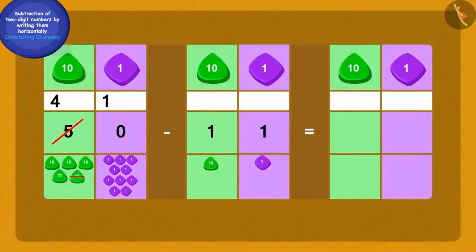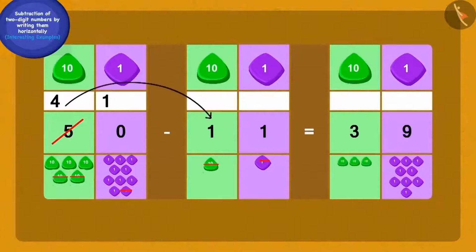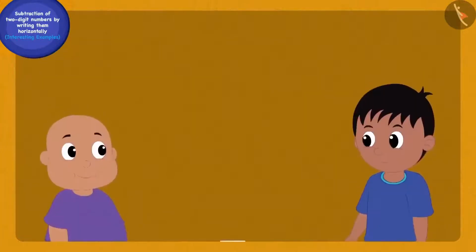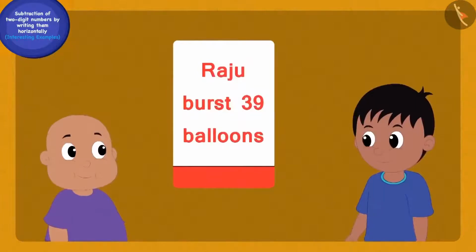Yes, we will subtract 1 ones from 10 ones and we will get 9 ones. And finally, if we remove 1 tens from 4 tens, we will get 3 tens. Raju became excited after learning this new process. Oh wow! Raju burst 39 balloons. Bablu found the solution to this question just like us.